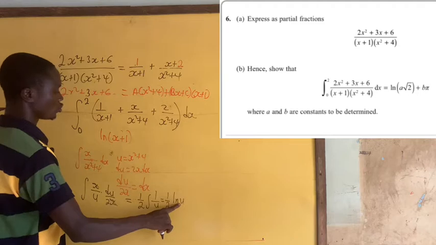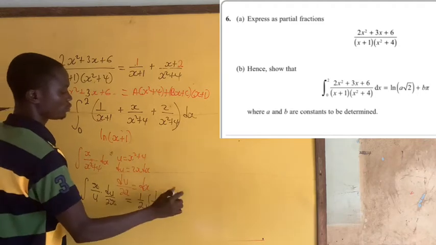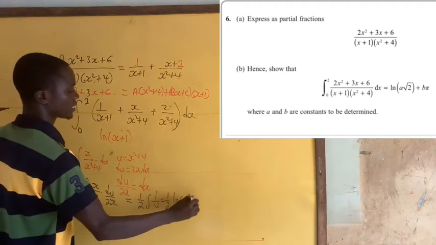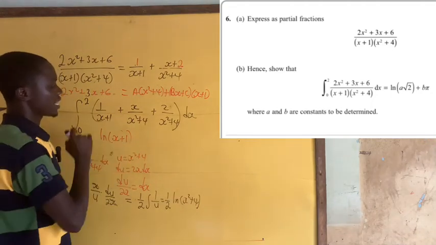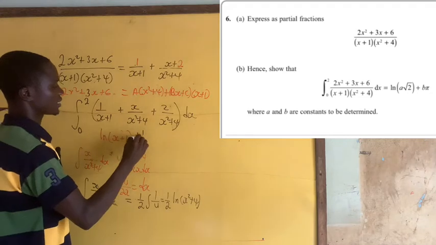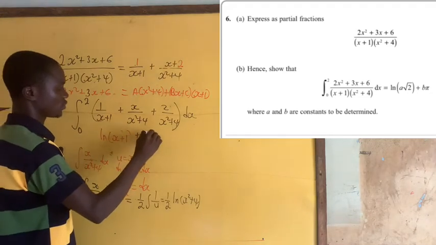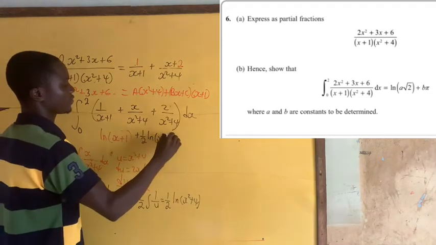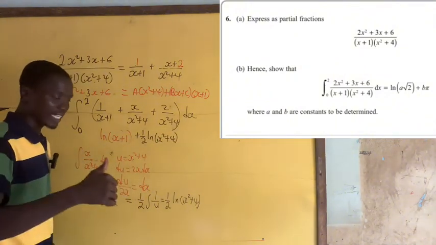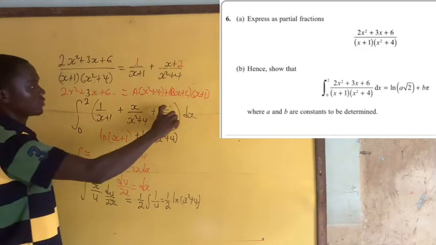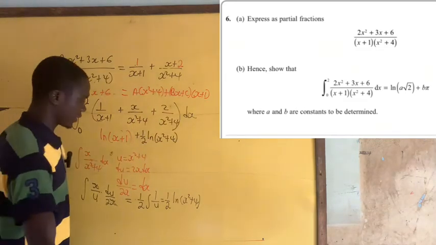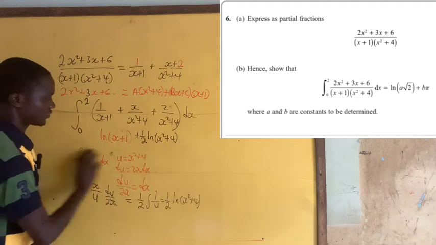And what is u? u is x squared plus 4. So we put here x squared plus 4 in a very simple way. So here will be plus half of ln of x squared plus 4. So it has left with this one. Let us do that one in a very simple way.